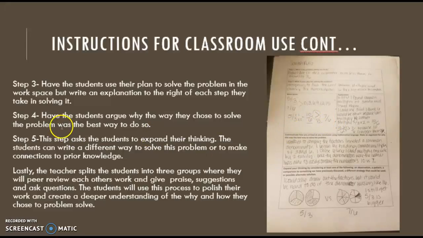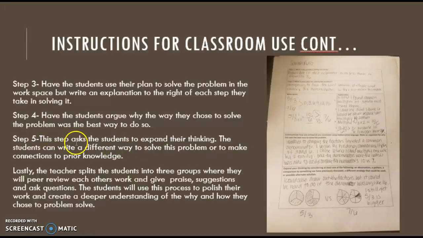Step 4. Have the students argue why the way they chose to solve the problem was the best way to do so. I said, I realized to compare the fractions I needed a common denominator. I began by finding common multiples of 3 and 6. I chose 6 since I could multiply one side easily by 2. Once the denominators were the same, I was able to easily compare the numerators of 10 versus 7 and finding that 10/6 was greater than 7/6.